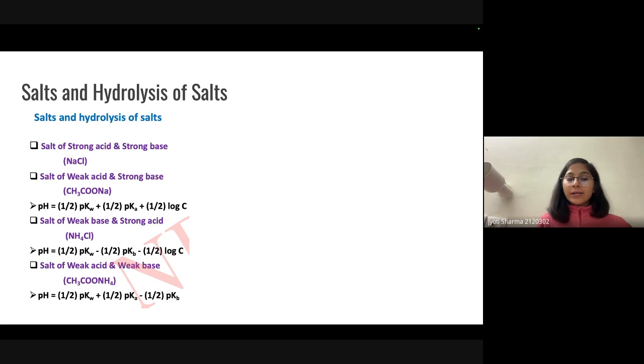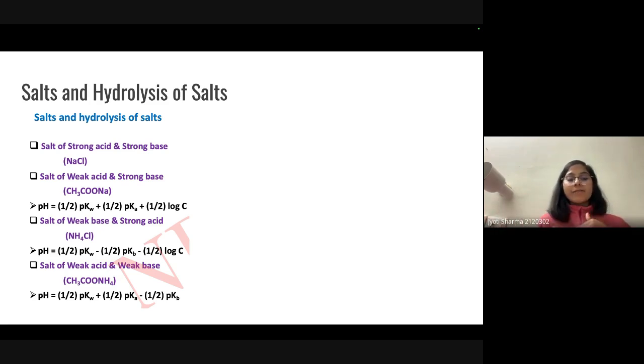But how can we calculate the exact pH of that salt? It will be 1 by 2 pKw. We talked about Kw, right? And the logarithm of Kw will be the pKw. Then plus half pKa plus 1 by 2 log of C. So C is nothing but the concentration of the salt. Okay, so based on that formula, we can calculate the pH. But the condition should be that the salt should have the weak acid and the strong base.